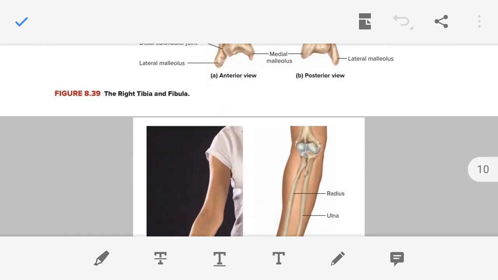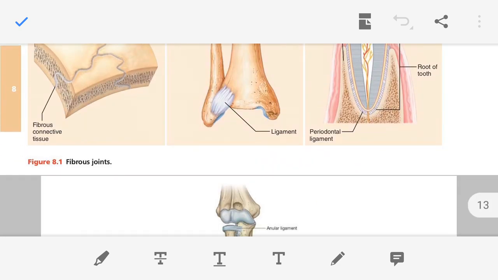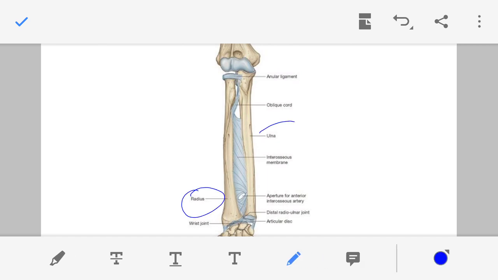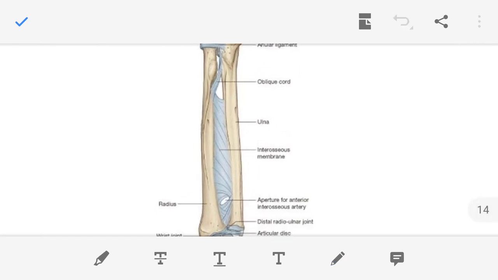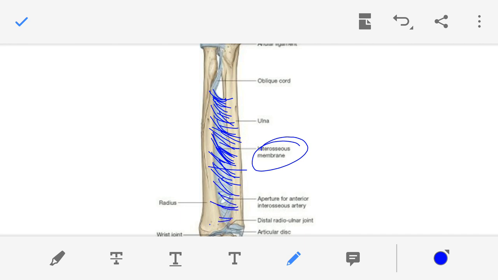First of all, syndesmosis is present at two places. First is the radius and ulna. Between the radius and ulna, these collagen fibers are present. It is said that from the larger bone the collagen fibers arise and then attach to the smaller bone. Here the larger bone is the radius and the smaller bone is the ulna, so the collagen fibers arise from the radius and attach to the ulna.